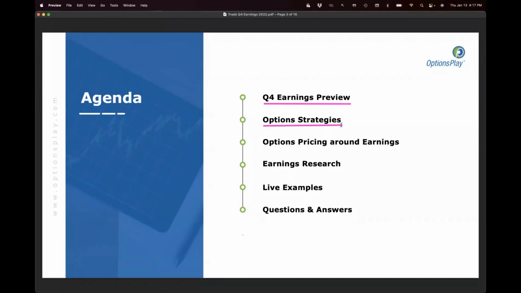Then we'll talk a little bit about the option strategies, but more importantly, how options prices are affected by earnings. Very important to understand if you're going to utilize options for trading earnings. Then we'll talk a little bit about this earnings research. Like I said, the number one question that I get is, how do I research stocks that I think are going to beat or miss? How do I find these opportunities? I'm going to walk you through step by step what tools I use, how I look at that data to make my analysis, and then go through a real example for you before we open this up for Q&A.